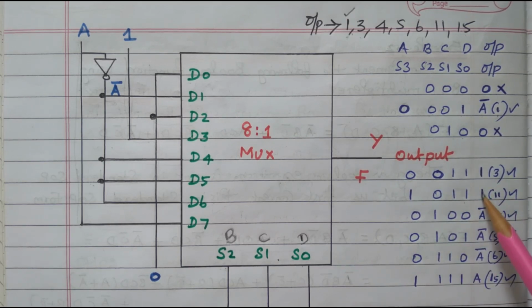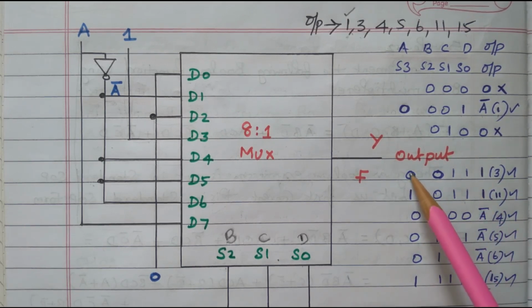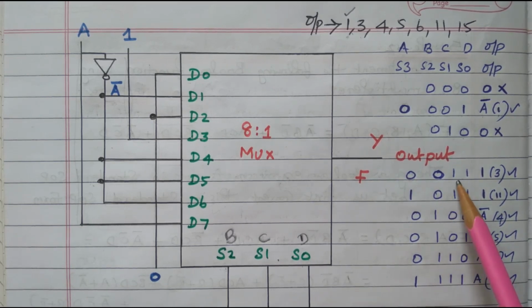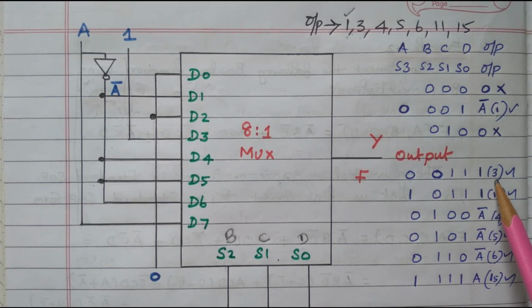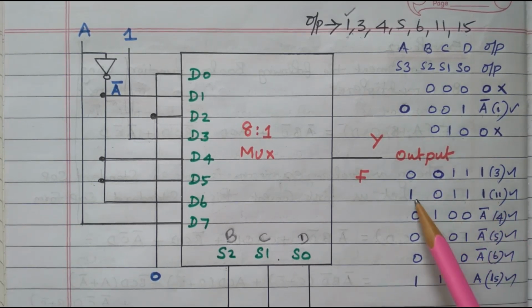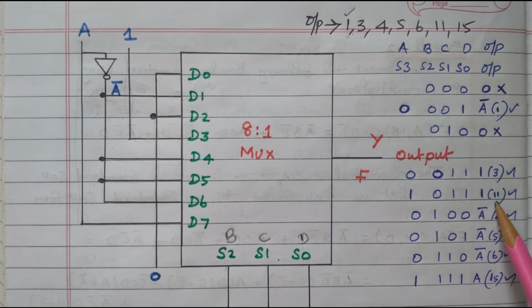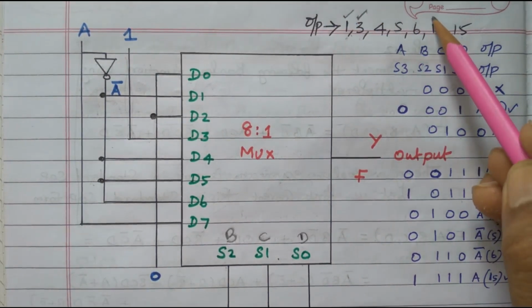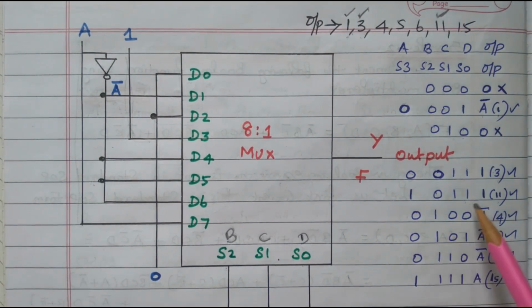The mux is producing the output, right? So A can be 0 or A may be 1. 0 0 1 1 means it is equivalent to 3, right? 1 0 1 1 means it is equivalent to 11, that is 8 4 2 1. 8 plus 2 plus 1 is 11. Now 3 is covered and 11 is also covered, right?